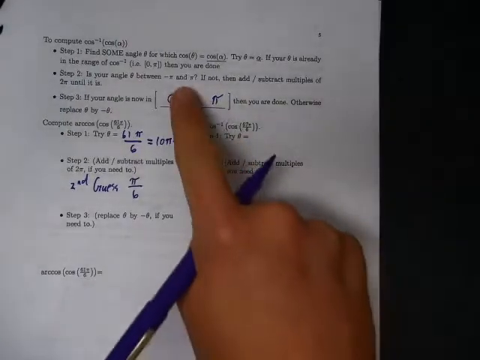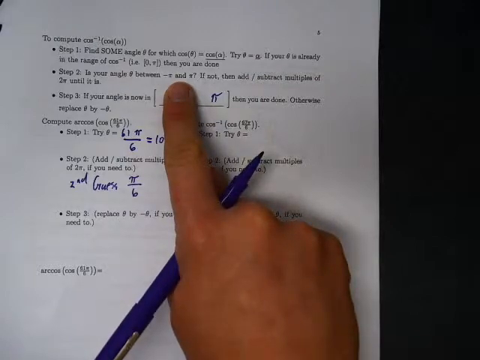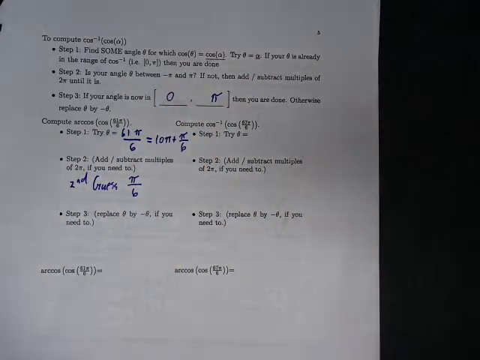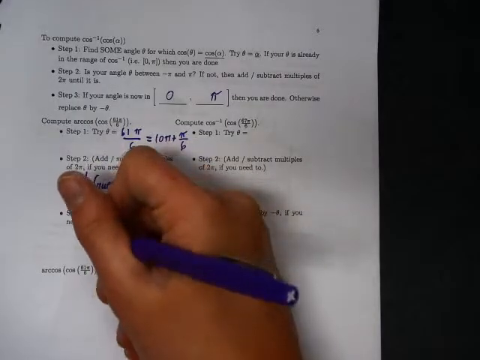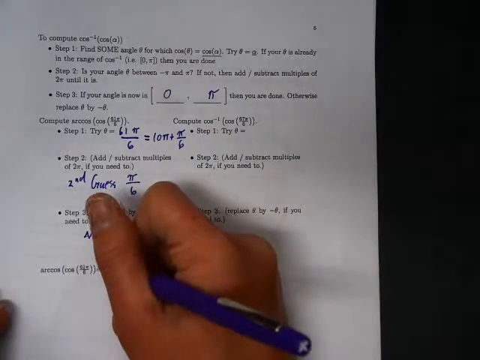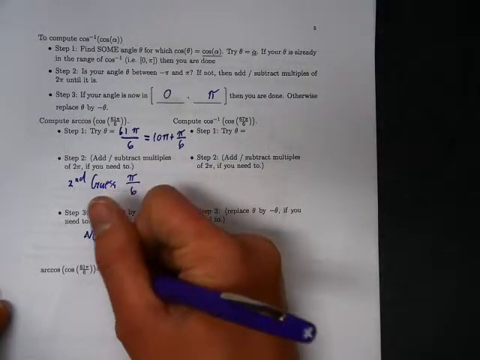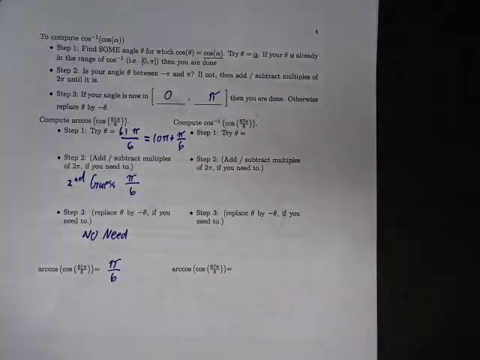So let's see. There's the result of step 2. Is that angle now between 0 and pi? It is. So well done. So the inverse cosine of cosine of 61 pi over 6 is pi over 6. Let's try it also with 67 pi over 6.